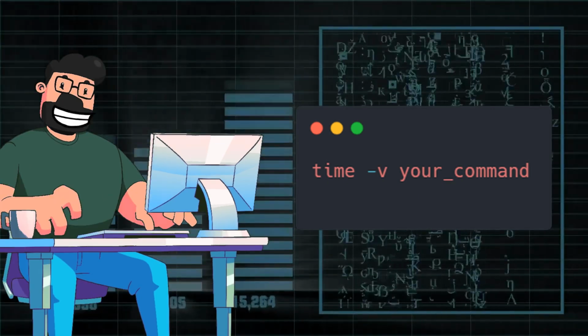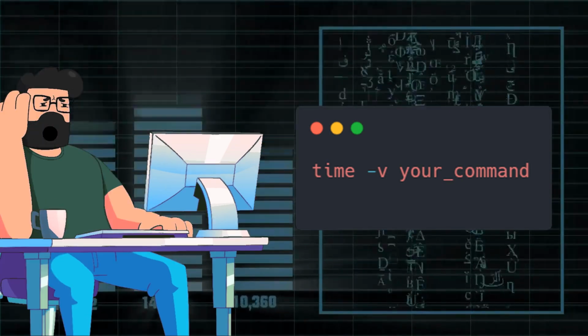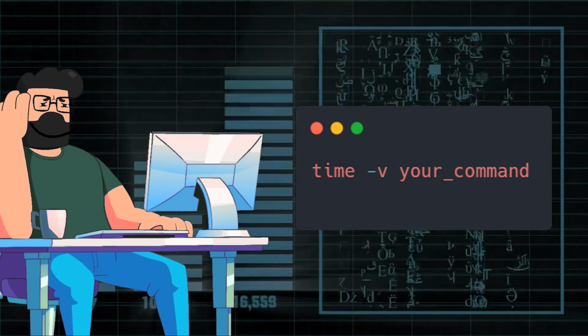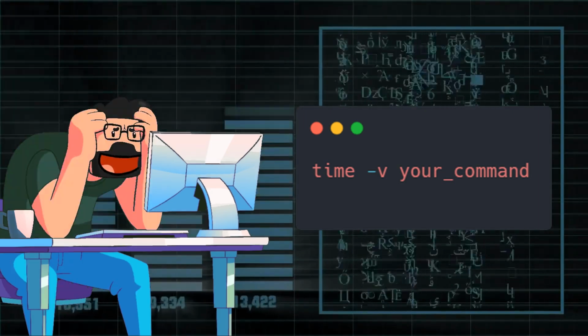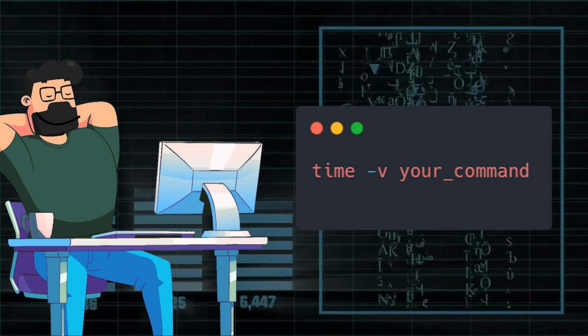The first step is to use the time command with the v flag followed by your command. This will provide us with valuable information about the CPU and memory usage, such as the user and sys times for CPU, and the maximum resident set size for memory.